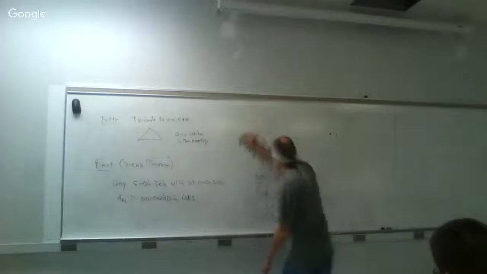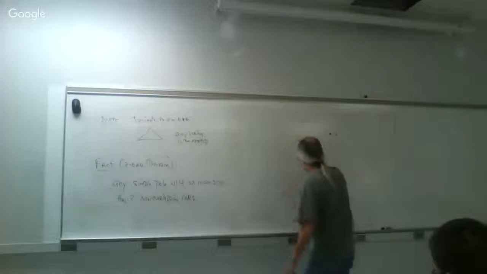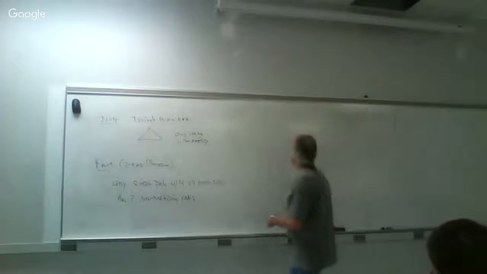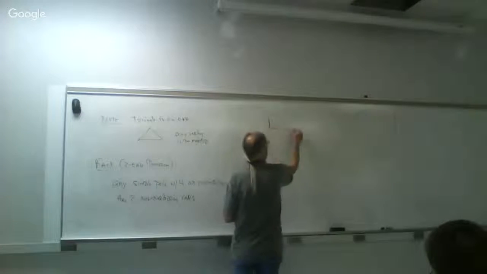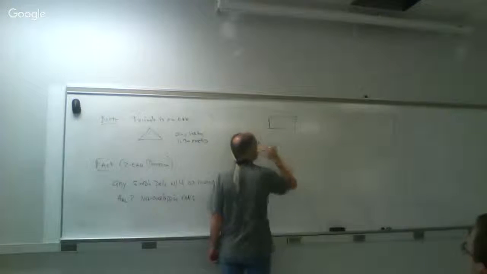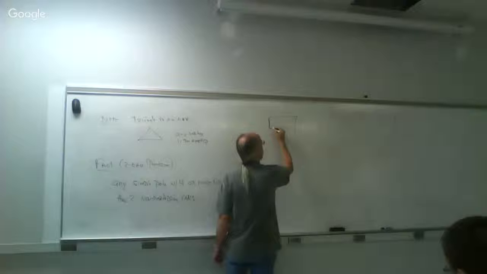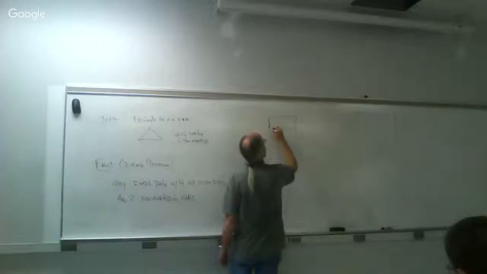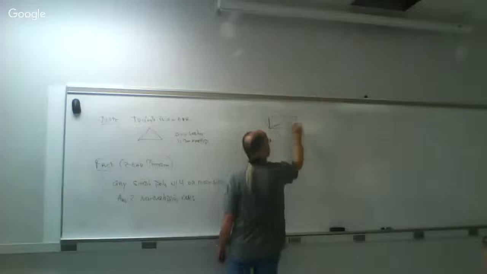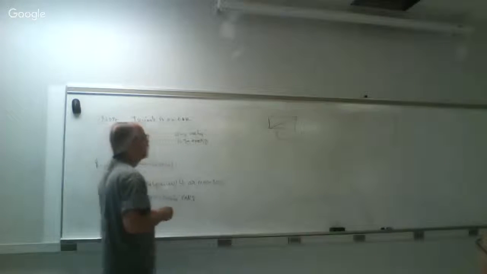It's pretty easy to see that. For simple things, we take a rectangle, a 4-sided simple polygon, and here's an ear and here's an ear, and they don't overlap with each other.